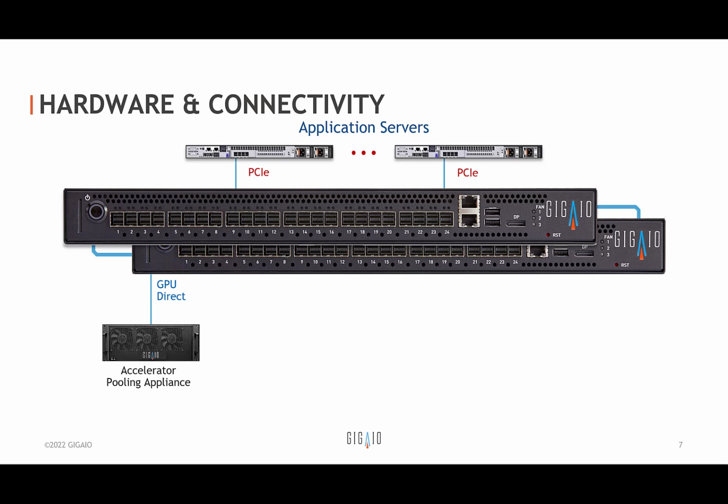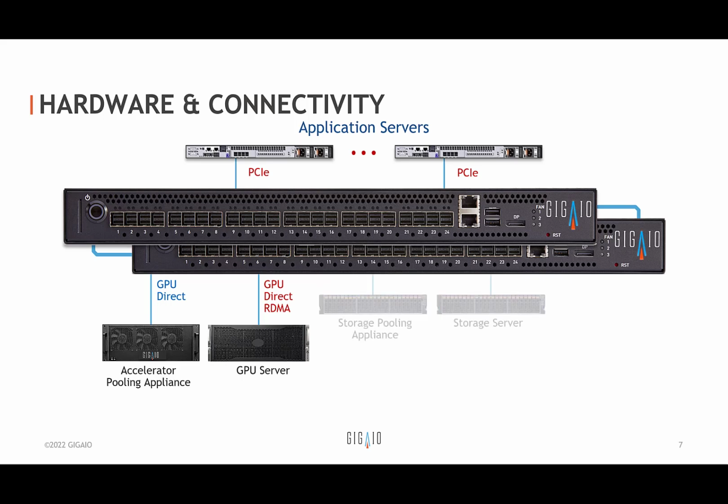Then you add other resources to the fabric. Things like accelerator pooling appliances. These are just chassis that are purpose-built to hold devices, whether those are NICs, vector engines, GPUs, DPUs, it doesn't matter. From there, you can add other things like GPU servers. These are servers with other resources converged inside. And then it drives into storage.